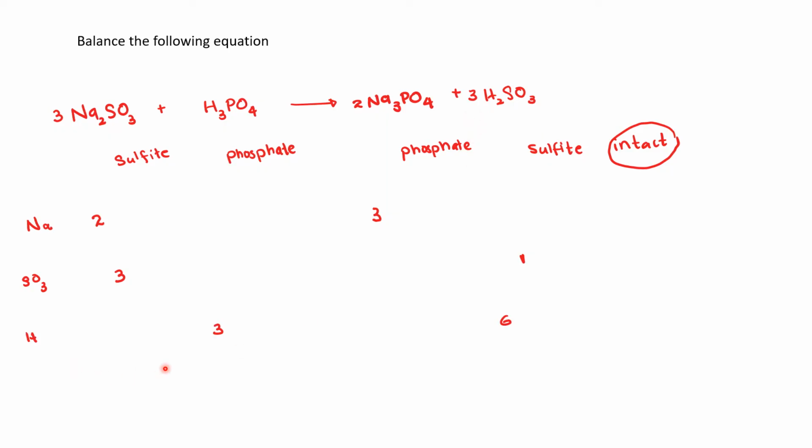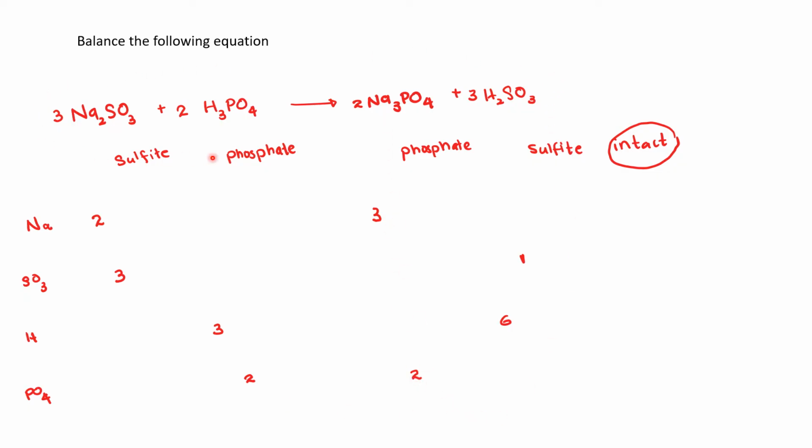Now let's count the number of hydrogens. We have 3 hydrogens here and we have 6 hydrogens here. So we are going to multiply this by 2. Now we are going to go to the phosphates. We have 2 phosphates in this side and 2 phosphates in this side.